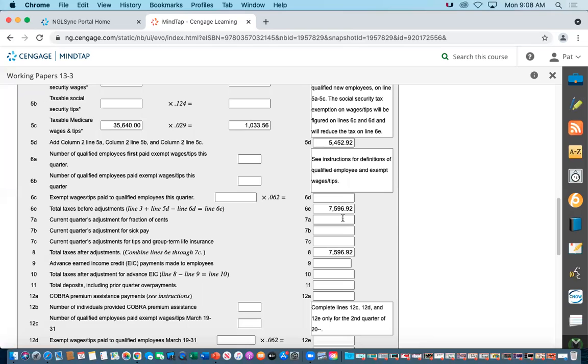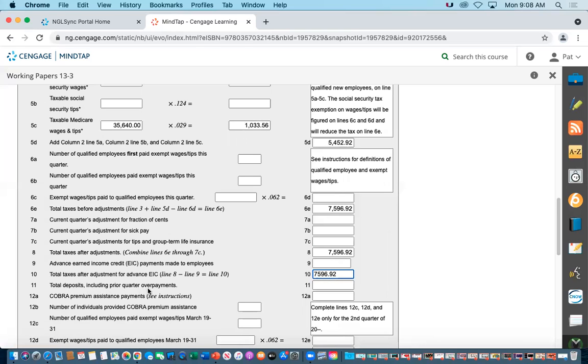I don't know, do we need to put zeros in here, I wonder? Shoot, now I'm thinking about it. Nope, okay, good. Number 9, advanced earned income, that's extra stuff, no. Line 10, like I said, we have a pretty basic total taxes after adjustments and EIC. We have no adjustments, we have no EIC, we have no qualified exemptions. We're just paying our employee tax, Social Security, and Medicare.